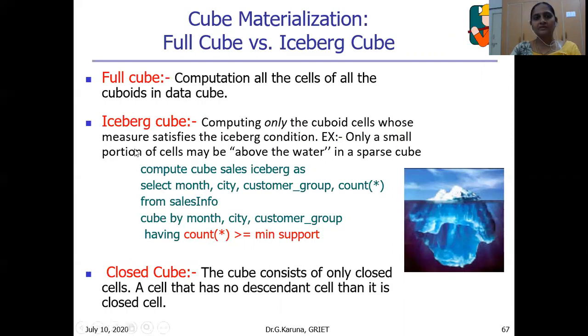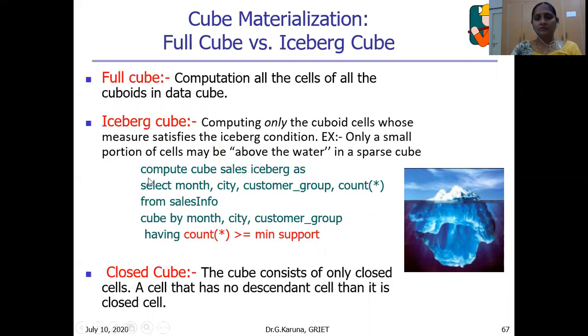So we compute only the cuboid cells whose measure satisfies the iceberg condition. What is the iceberg condition? In a sea, if we observe, the sea is floating with icebergs or ice cubes, but these are not available in the depth. Below the sea, we don't have icebergs. Only these are floating, meaning part of the sea water is available as an iceberg. Similarly, we compute part of the lattice of cuboids. Pre-computation is done for some of the cuboids. Only a small portion of the cells may be above water, similar to the iceberg.